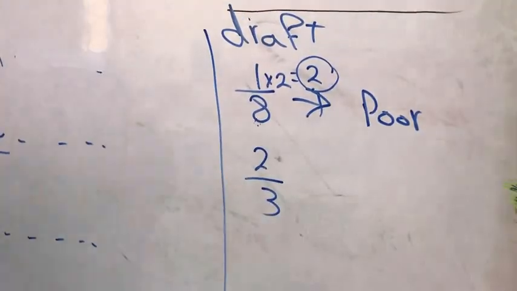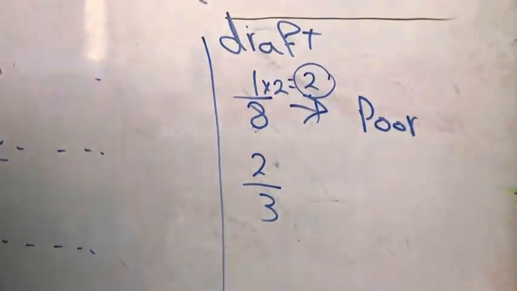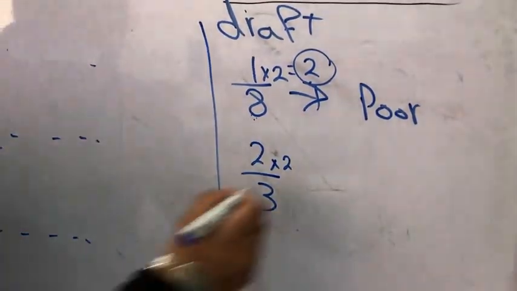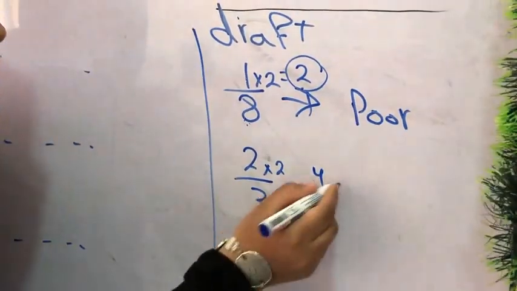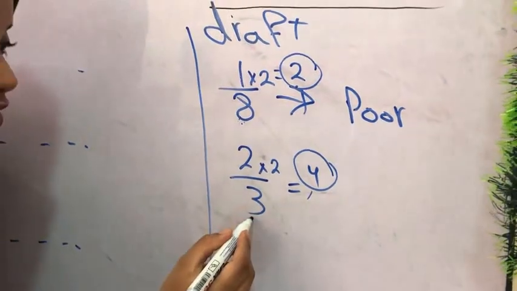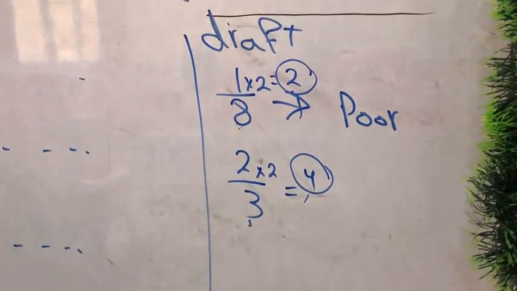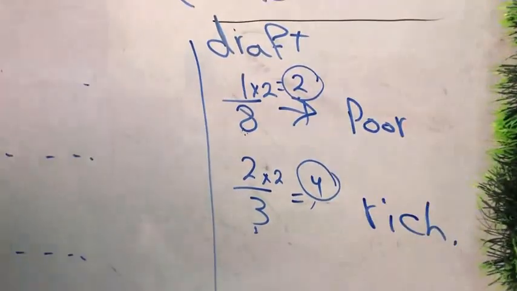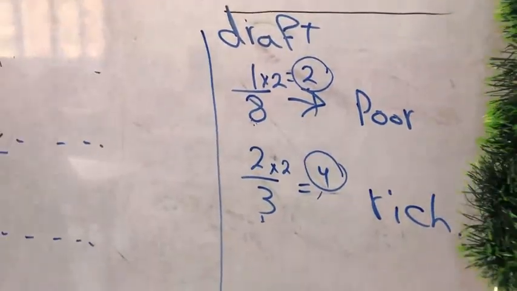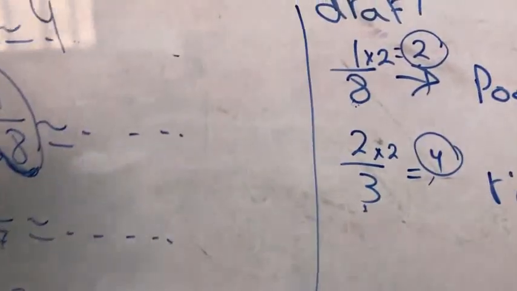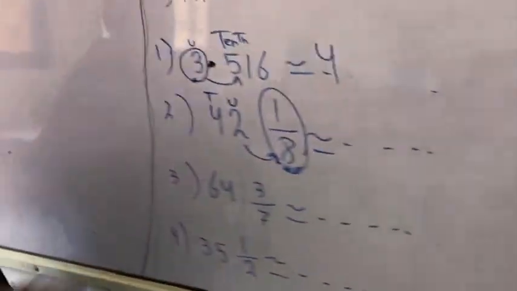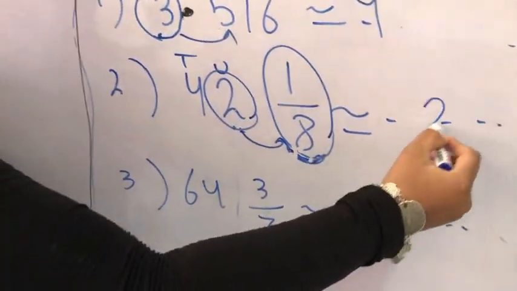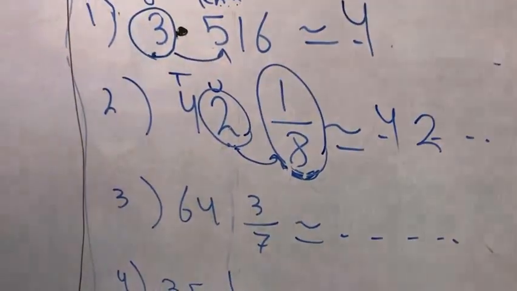Miss, another example to know a rich one, like 2 over 3. Is this fraction rich or poor? I ask it: how come? By multiplying the numerator by 2: 2 times 2 equals 4. This number 4 is greater than 3. So this fraction is a rich fraction and we increase by 1. So here 1 over 8 is a poor fraction. So do we increase my unit by 1? No. So 2 stays 2, and bring down the other digits.